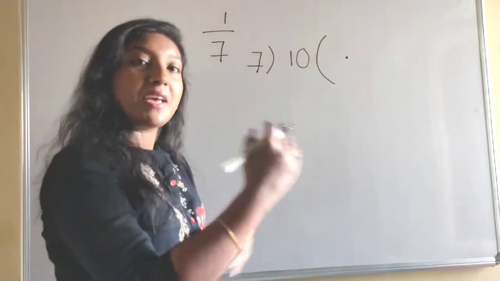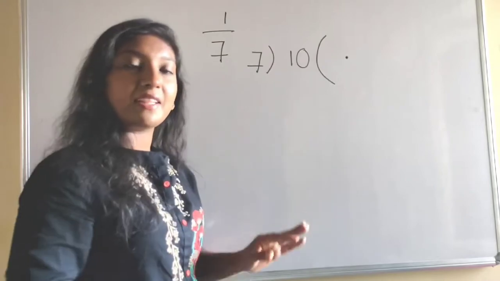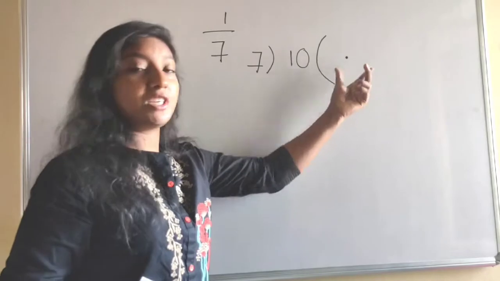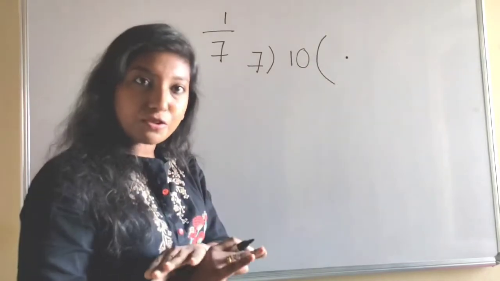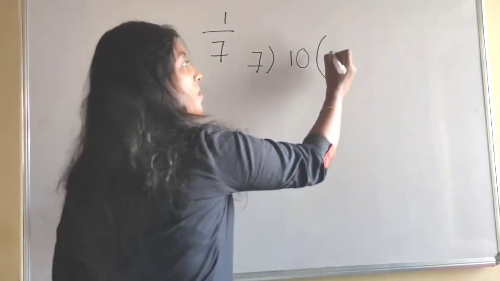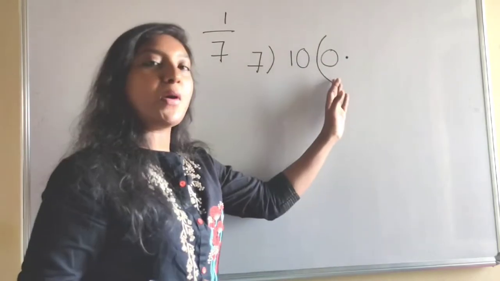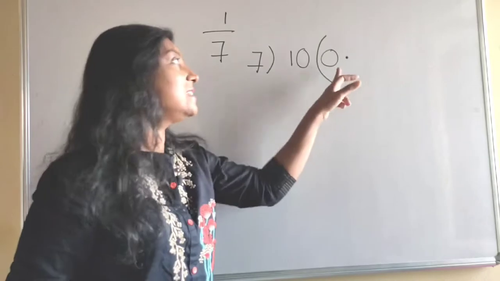So, you should not place a 1, 2, 3, 4 like that. If you place those values, what will happen? The value of the quotient will change. So, we have to take only 0 because 0 doesn't contain any value before the point. So, that's why we have to place 0.